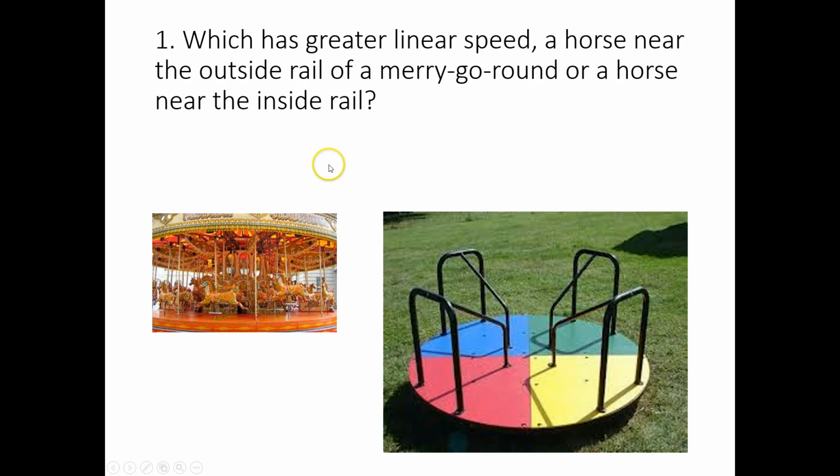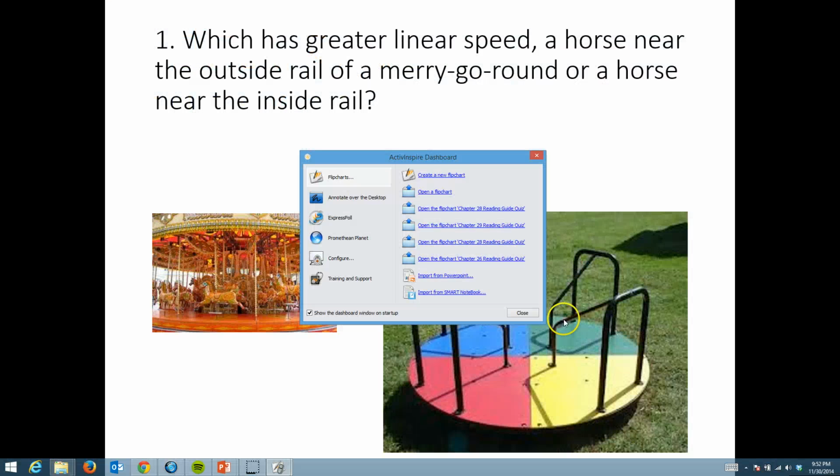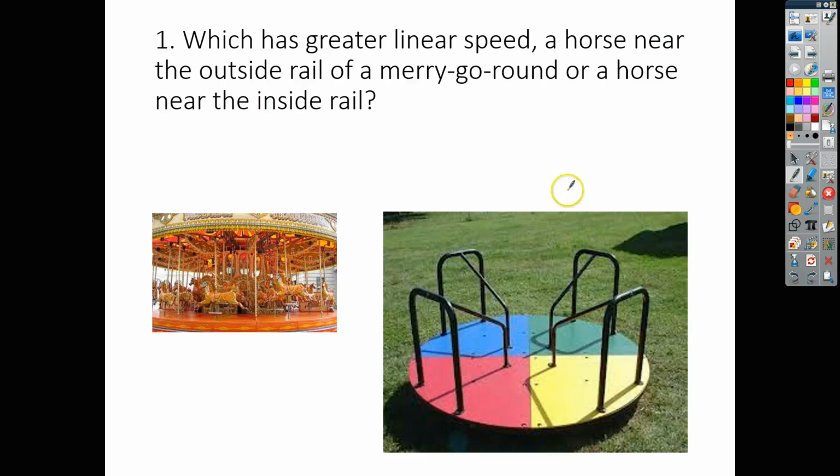For this very first one, it says, which has a greater linear speed? And they want to know, on a merry-go-round, is it going to be the outside horse, or is it going to be the one near the rail? So outside rail or on the inside. So you can see the horses here, but I think it's a little easier to see this. If you had a horse here and then a horse on the very outside, the one that's going to have the bigger linear speed is the one on the outside. This one's not going to travel as quickly as this one does.